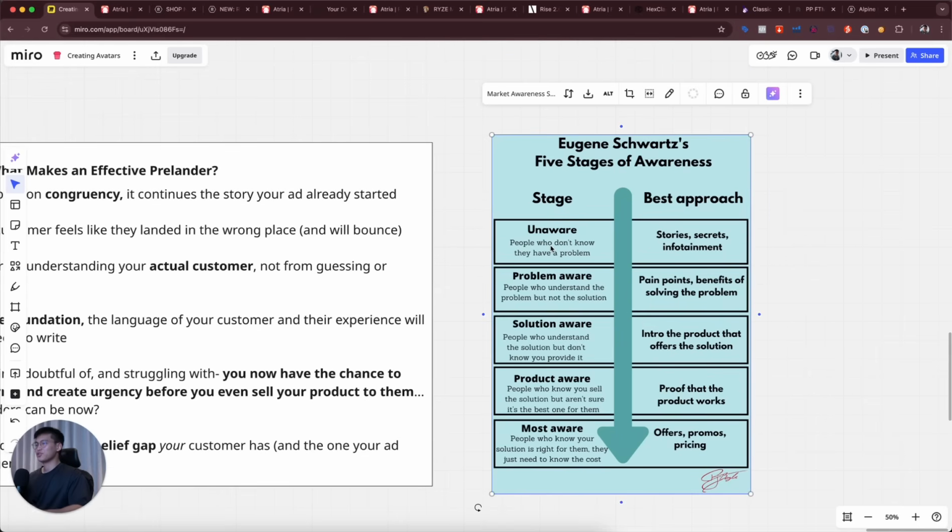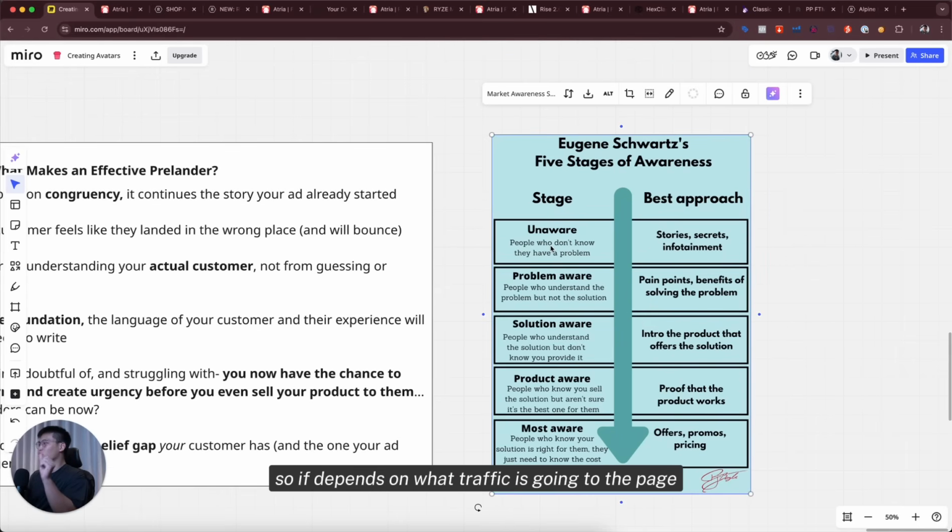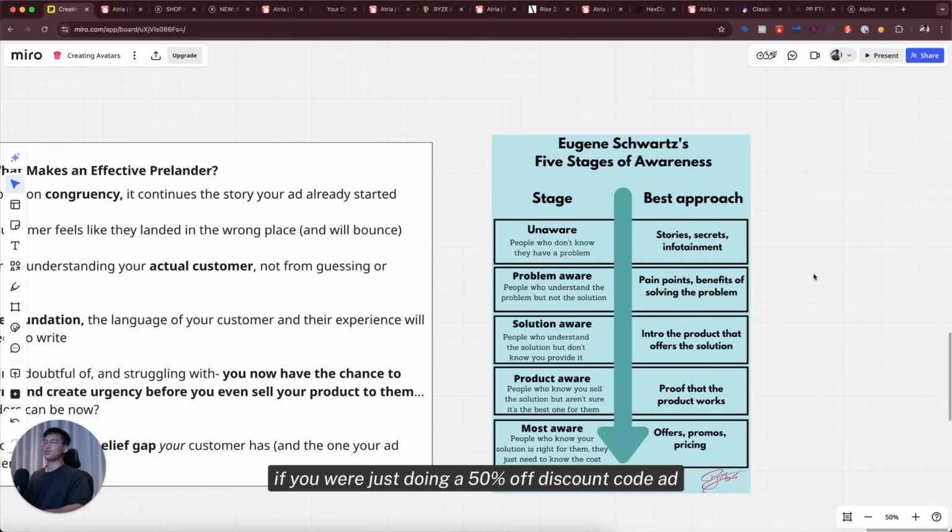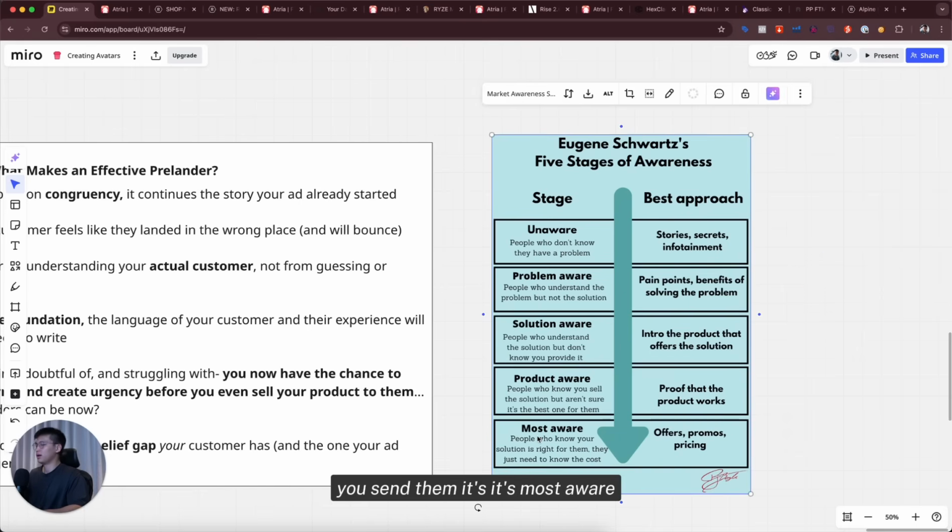Okay, so it depends on what traffic is going to the page, on what type of page you should create for them. It's always tailored. If you were just doing a 50% off discount code ad, what's the point of trying to convince someone to purchase from there if it's just for people for retargeting or whatever? You send them, it's most aware.